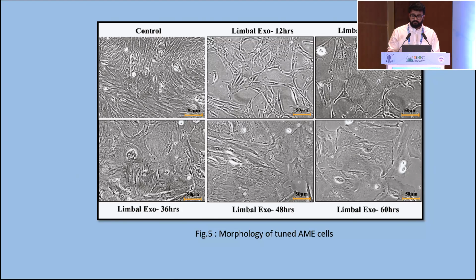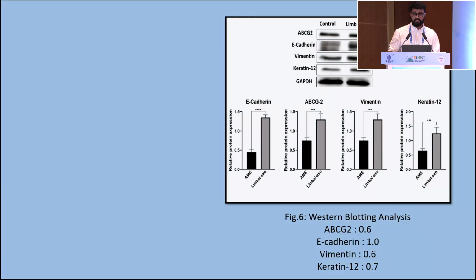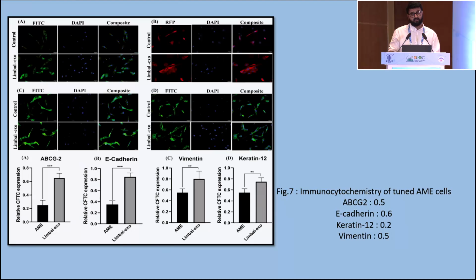The morphology of tuned AME cells at the end of 60 hours was significantly different from that of the control group, that is the AME cells in the control group, and at the end of 5 days we noted a significant doubling time. Western blotting analysis was done to quantify the protein expression markers, and there was significant expression of ABCG2, E-cadherin, vimentin, and keratin 12. Similarly, on immunocytochemistry, the above limbal epithelial cell markers were significantly expressed.